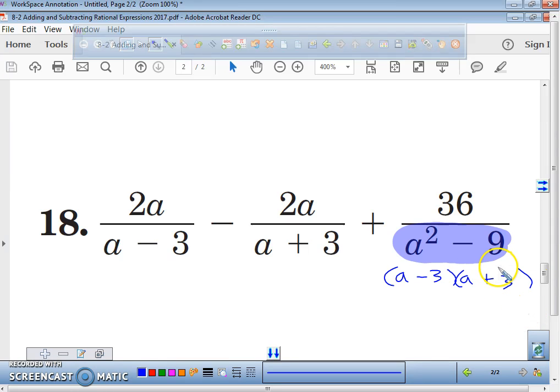That's the difference of squares. Now, everybody, right above this, I'm going to write the least common multiple for this problem will actually be A minus 3 and A plus 3. Good job being brave.